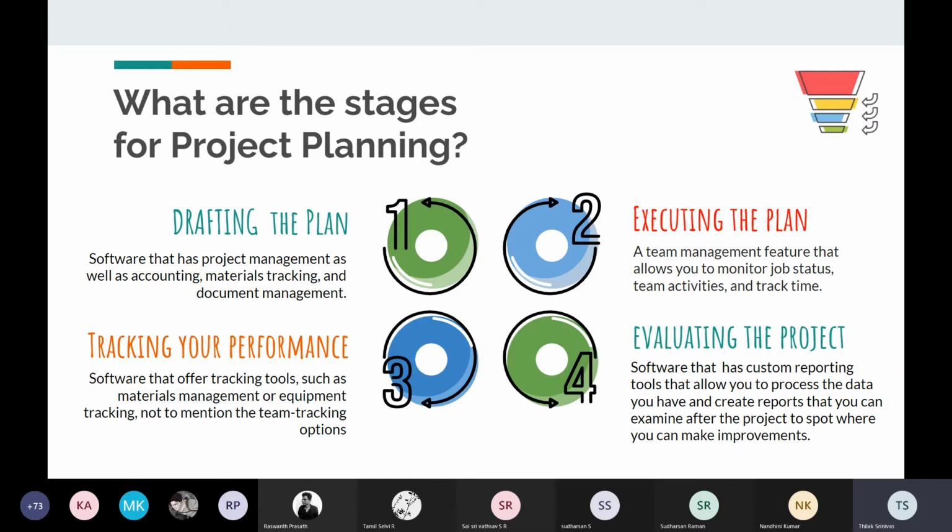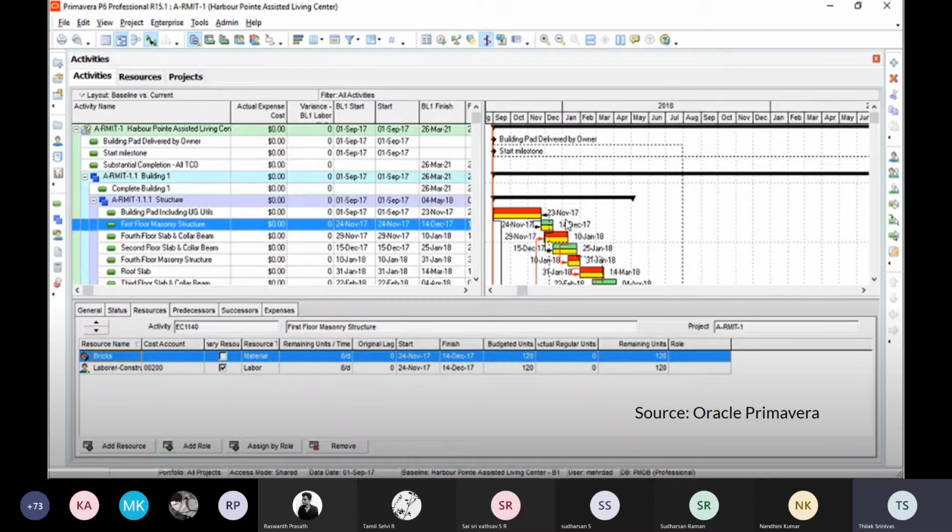Software which offers tracking tools such as materials management, equipment tracking, and also the team tracking option will definitely help in tracking your performance. Going back to Primavera, you can see the activities tab. Over to the left, there are a lot of activities listed, for example, first floor masonry structure, the second floor slab and collar beam, and the expenses as cost. Over to the right, you can see a timeline where we have mentioned the various tasks involved. Also in the color, we have mentioned whether it's done or not, along with the timeline. So you get an idea of the timeline of the project, how much I've completed and how much is left to complete. So this is how you track your performance using various software.